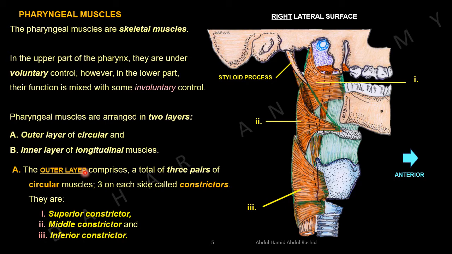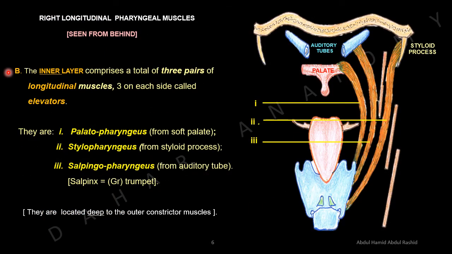The outer layer comprises a total of 3 pairs of circular muscles, 3 on each side, called constrictors. They are 1. Superior constrictor, 2. Middle constrictor, and 3. Inferior constrictor. B. The inner layer comprises a total of 3 pairs of longitudinal muscles, 3 on each side, called elevator muscles.